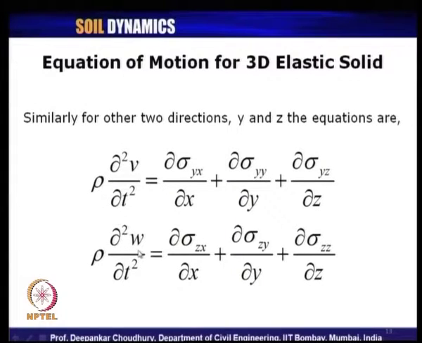Similarly, in the z direction, the equation of motion is, in the z direction we have considered the displacement notated by w. So, the corresponding acceleration will be del 2 w by del t square, times rho, which will be equated with del tau z x by del x, the shear stress in the z direction, plus del tau z y by del y, plus the resultant normal stress in the z direction, del sigma z z by del z.